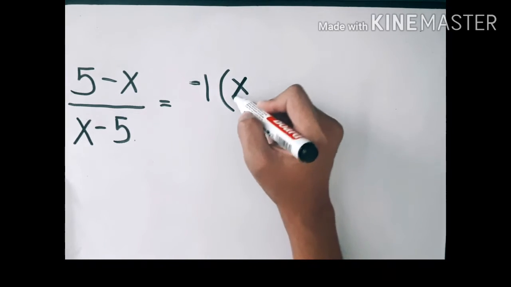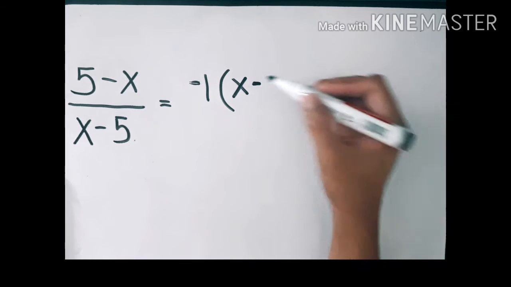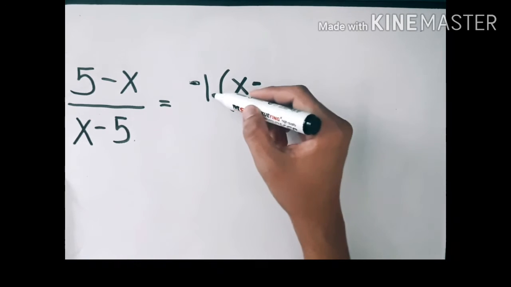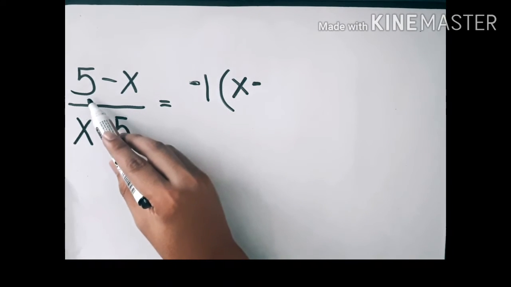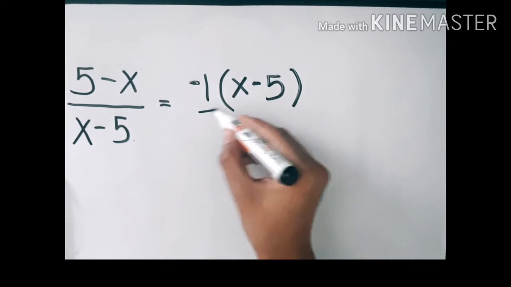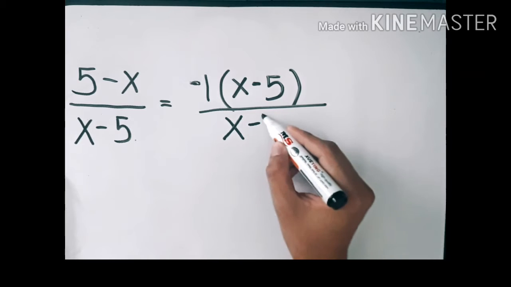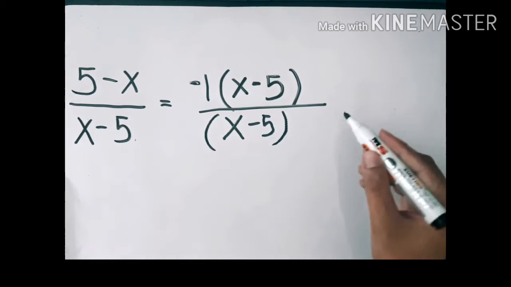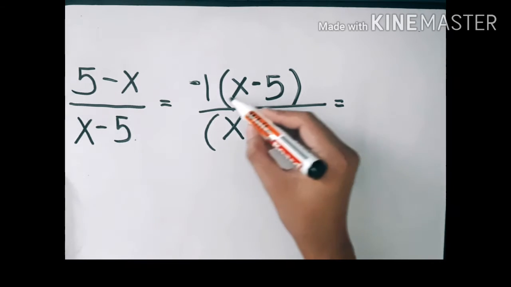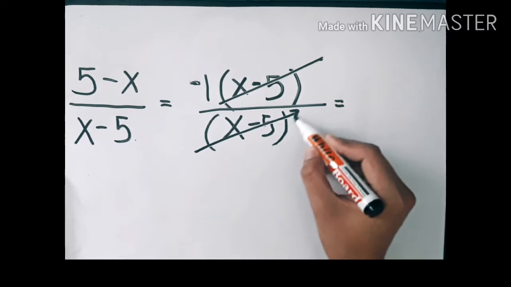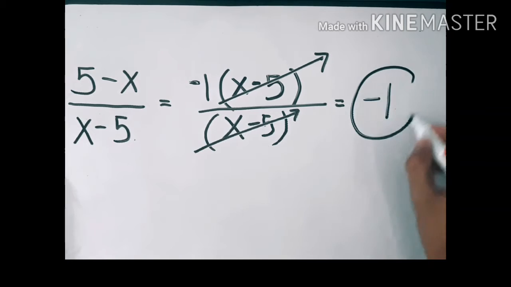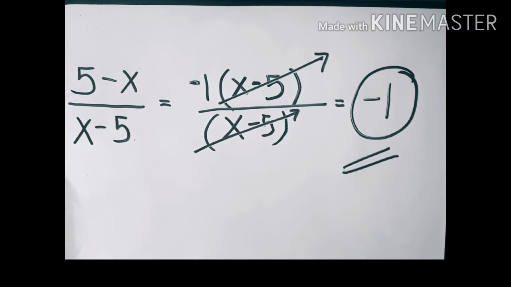So, this time, i-arrange natin siya from sa variable and constant. And negative 1 multiplied by positive 5 is negative 5 over x minus 5. Then, proceed to cancellation nung same ng term, which is x minus 5. Ang natira na lang is negative 1. Okay?